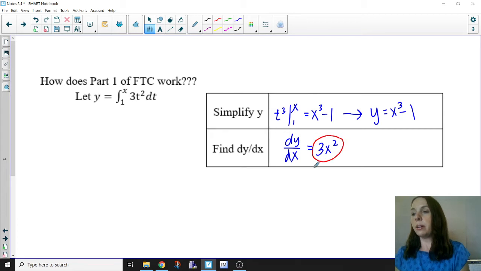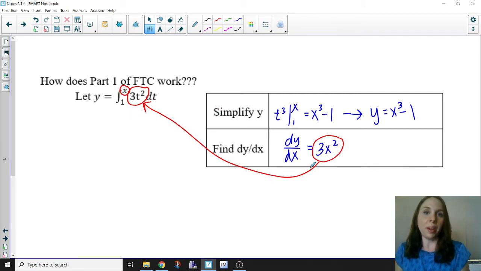3x squared, and here it was 3t squared. And how did we get it to be 3x squared? Well, the upper limit was an x, right? And so there you have it. That's what part 1 of the fundamental theorem of calculus says.